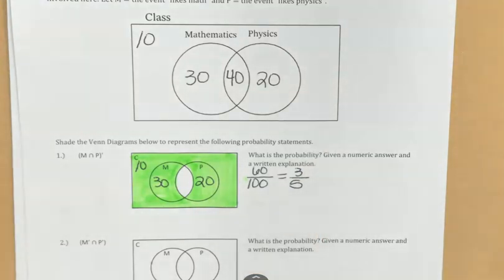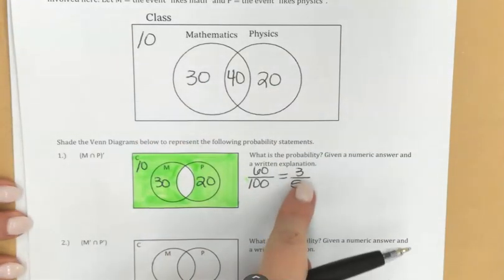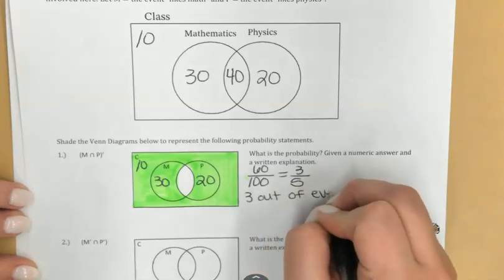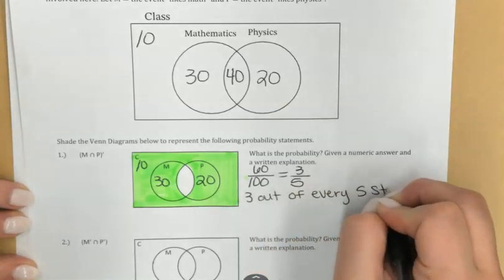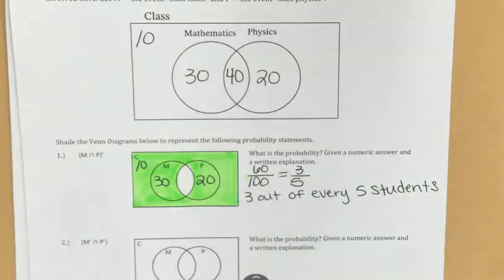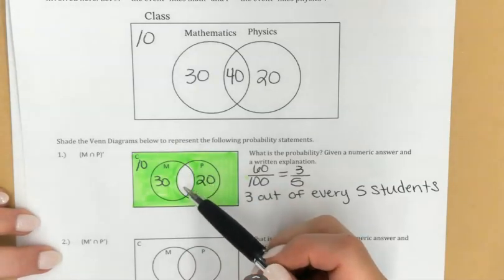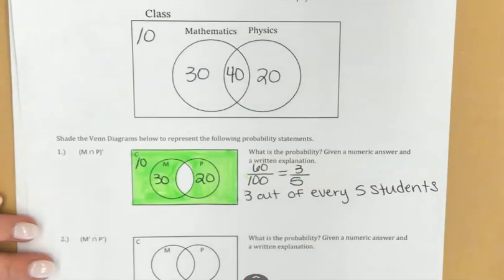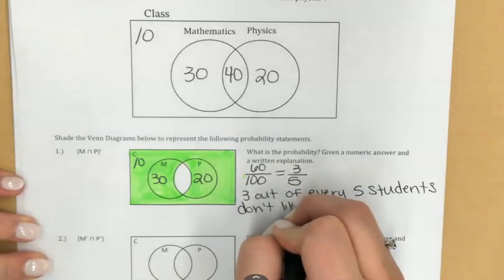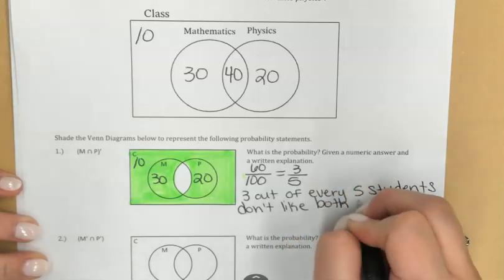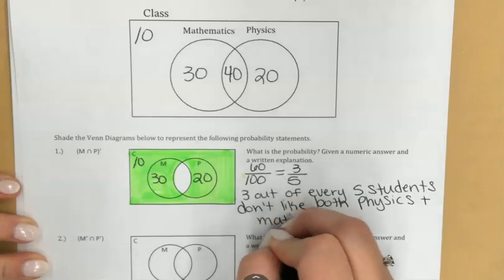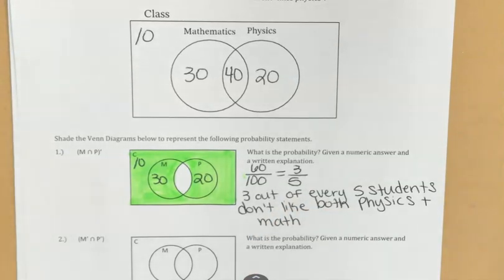Now what does that mean in the context of this problem? Well, the 3/5 means that 3 out of every 5 students is represented in this green shading. But what does that green shading mean? Well, this is everything except the students who like both physics and math. So 3 out of every 5 students don't like both physics and math. I've got some that like one or the other and some that like neither.